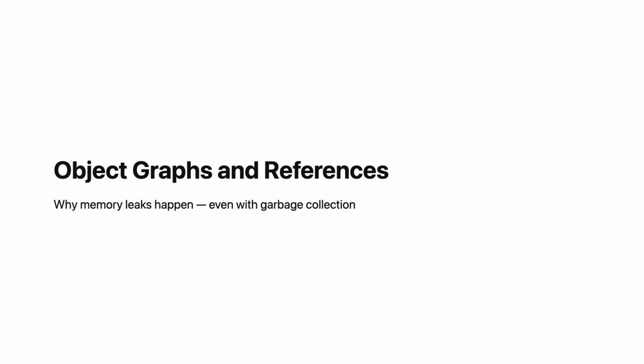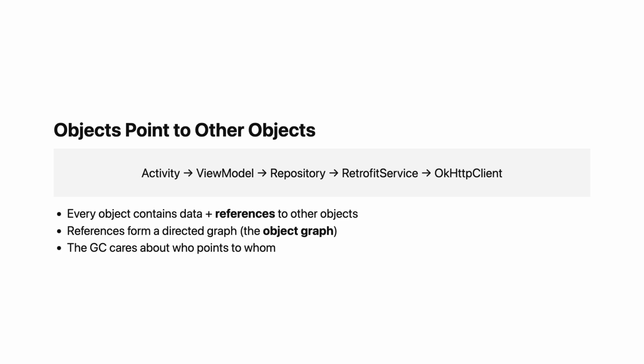Every object in your app's memory contains two kinds of things: data, like numbers, booleans, bytes, and references to other objects. Your activity holds a reference to its view model. Your view model holds a reference to a repository. Your repository holds a reference to a Retrofit service. Your Retrofit service holds a reference to an OkHttp client, and on and on. These references form a web, a directed graph. Each object is a node. Each reference is an arrow pointing from one node to another. This is the object graph.